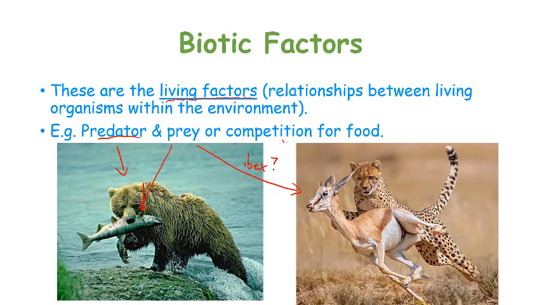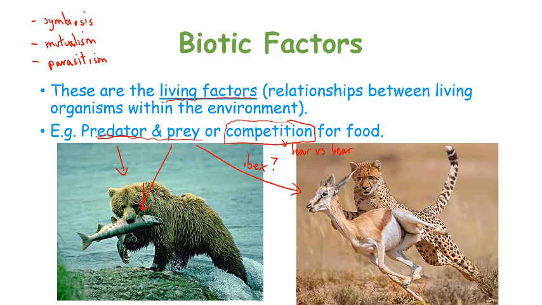Competition for food would be something like bear versus bear, or leopard versus lion. There's also lots of other relationships like symbiosis, mutualism, parasitism. So there's quite a few. But the biggest one we talk about at GCSE is probably predator prey, and maybe even more than that, competition.